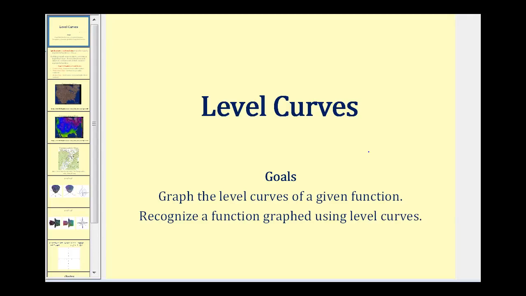Welcome to a video on level curves. The goals of this video are to graph the level curves of a given function, as well as recognize a function graphed using level curves.